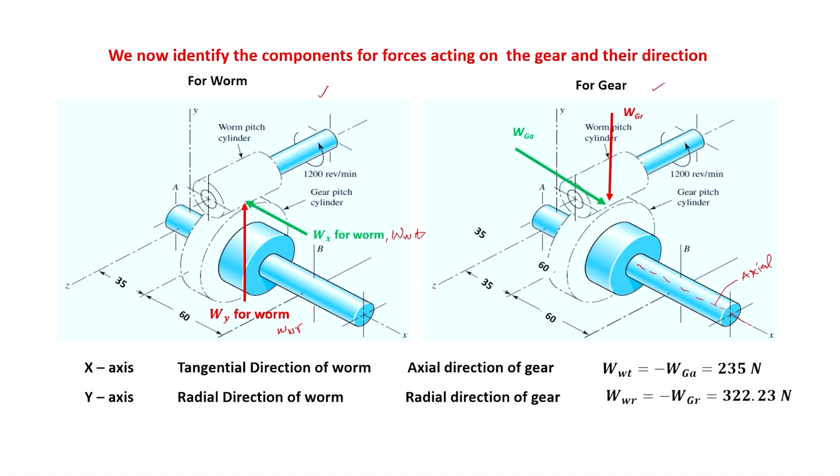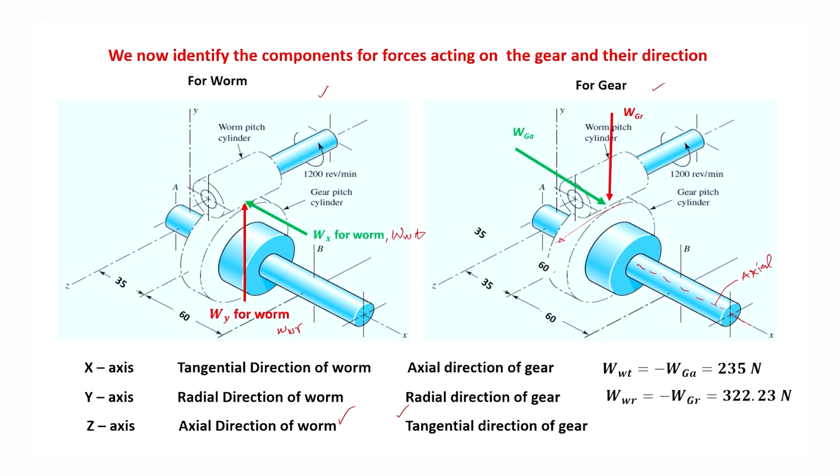Now, let us see the z direction. Z direction for the worm is axial direction. About the z axis, this worm is rotating. So, the z direction is the axial direction of the worm, and let us see what will be the z direction for the case of gear. The force which will act along the z direction will be the tangential direction. If a line is drawn on the pitch cylinder along the z, it will be tangent, and so z is the tangential direction.